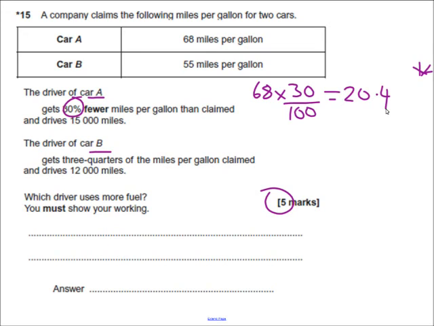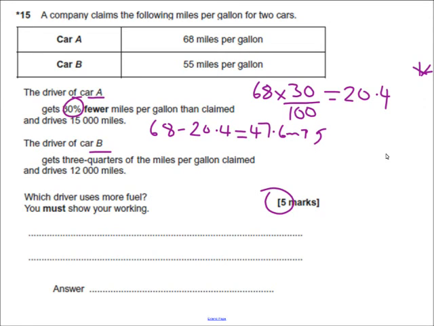Now what we need to do is take that away from what the company are telling us we get. So it's 68 minus 20.4. Again, use your calculator, don't take any chances. And the actual number is 47.6 miles per gallon. So that's what we're actually getting.